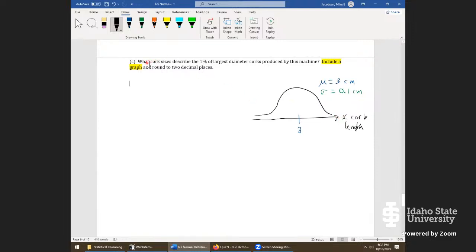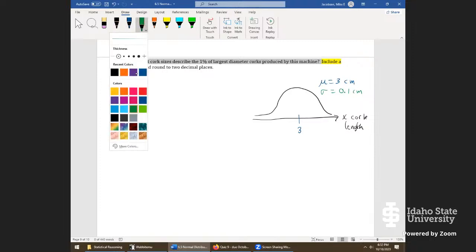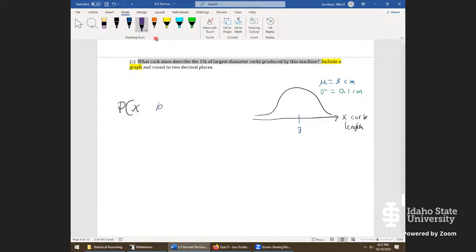Okay, so that's not the completed graph, but that's pretty much the graph we're using for any question in this problem now. It asks us, what quark sizes describe the 1% of largest diameter quarks produced by this machine? So here's what I would start off. I want to solve probability. X goes here. The thing that we're trying to find, let's give that one a special color. K, I'm going to put right here.